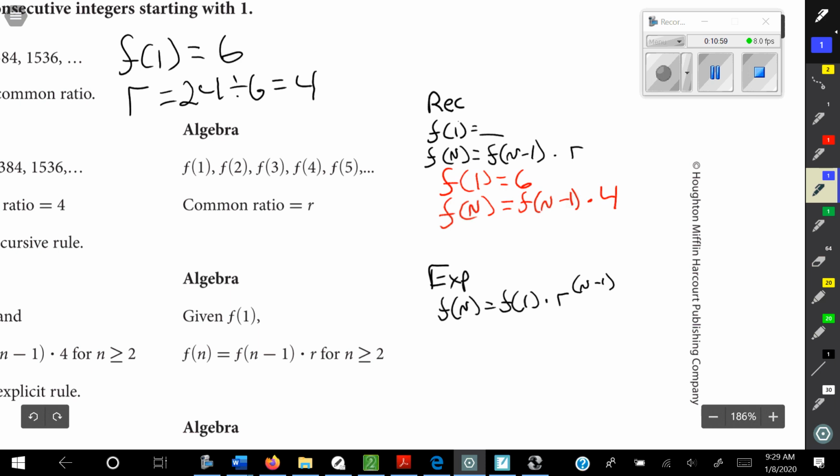Alright, now I'm going to do the explicit rule. Start off with f of n, put in the first term. The first term was 6 times r, which is our common ratio of 4. I'm going to put it in parentheses and raise it to n minus 1. And that's it. Writing the explicit and recursive rule. Okay, I'm going to show you one more example here.